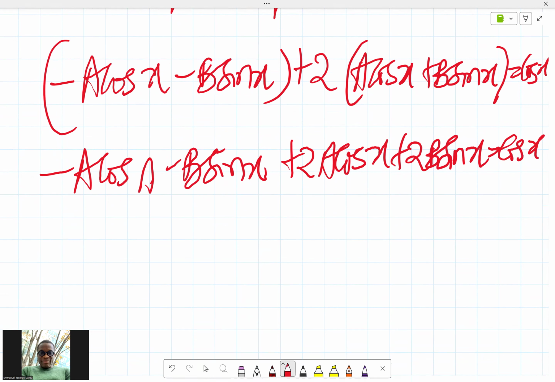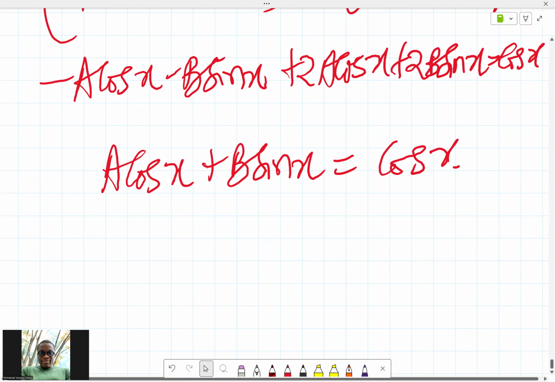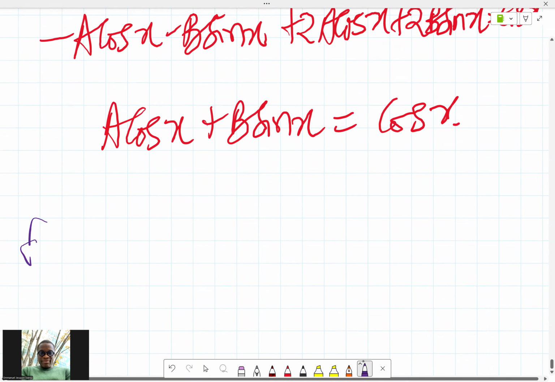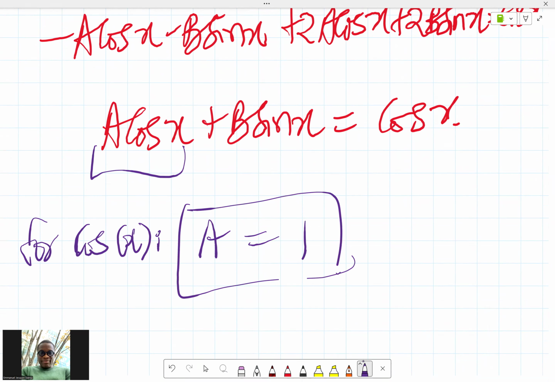So 2a cos x minus a cos x will simply be a cos x, and 2b sine x minus b sine x will be plus b sine x, and all of that is equal to cos x. So you can compare things now. For cos x, if you compare both sides, on this side you have a, on the other side you have 1. So interestingly, a is simply 1.